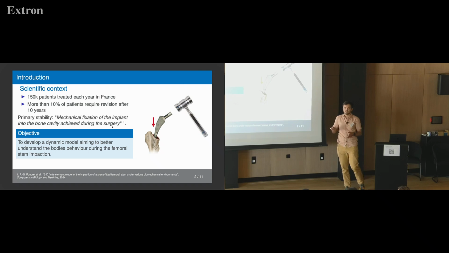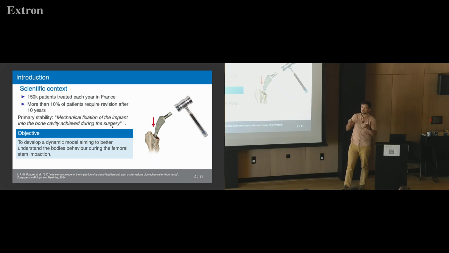It has been observed that most of these revisions are due to what we call a bad primary stability, so a bad mechanical fixation of the implant into the bone cavity, which is achieved during the surgery. So if we want to reduce the revision rate of this surgery, we need to better assess the primary stability, and for that, we need to go through simulation.